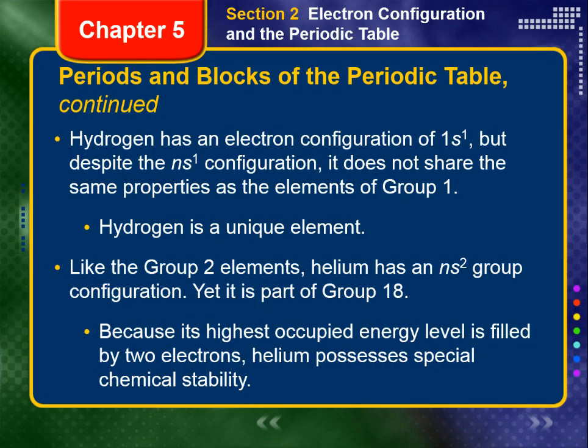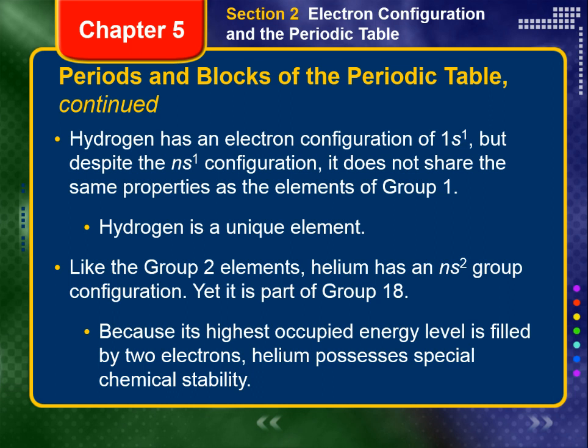Hydrogen and helium. Before discussing the other blocks of the periodic table, let's consider two special cases in the classification of elements, hydrogen and helium. Hydrogen has an electron configuration of 1s1, but despite its ns1 configuration, it does not share the same properties of the elements of group 1. Although it is located above the group 1 elements in many periodic tables, hydrogen is a unique element with properties that do not closely resemble those of any group.